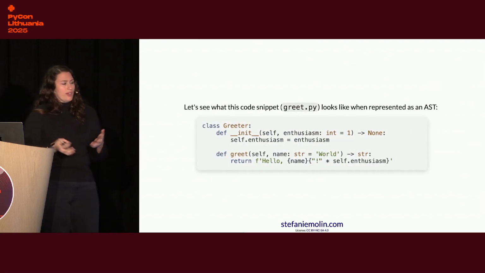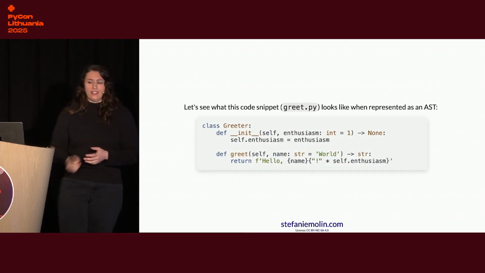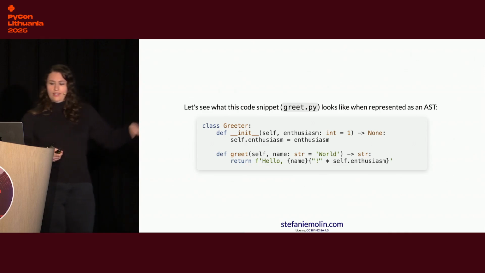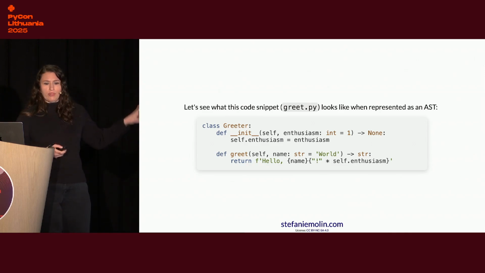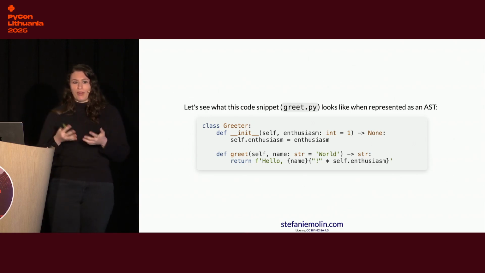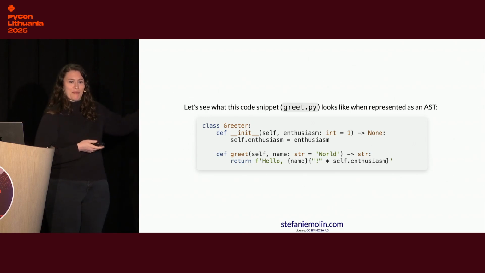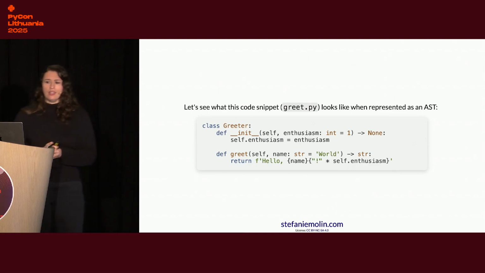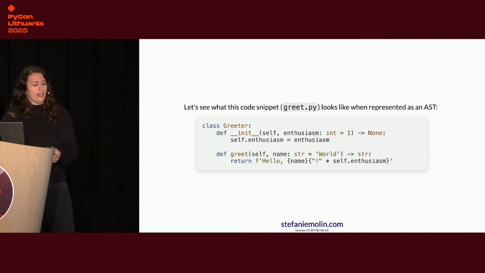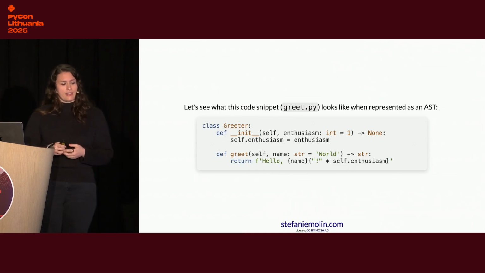So let's see what an AST actually looks like. For the duration of this keynote, we're just going to use this simple code snippet as our source code. But obviously, you can imagine that we would be working with a massive code base that is much bigger than just this little snippet. This is going to be our greet.py file. We have a class with two methods.